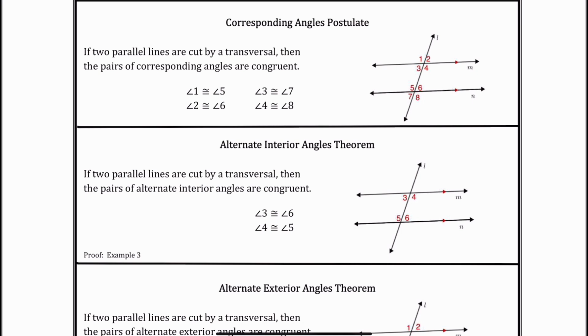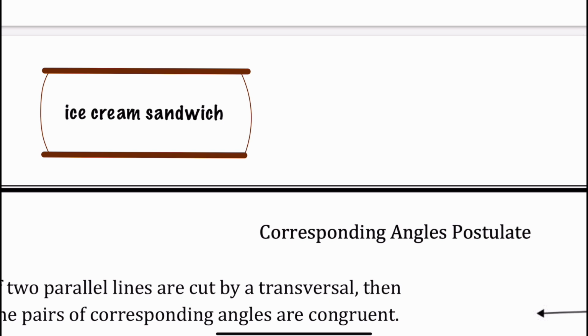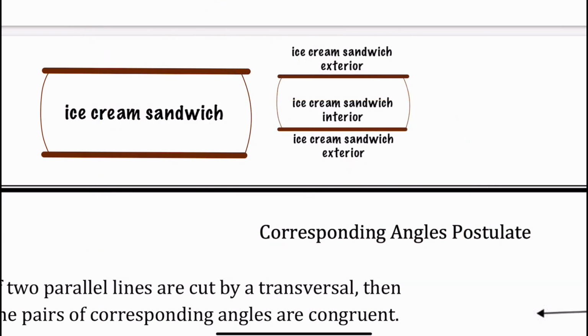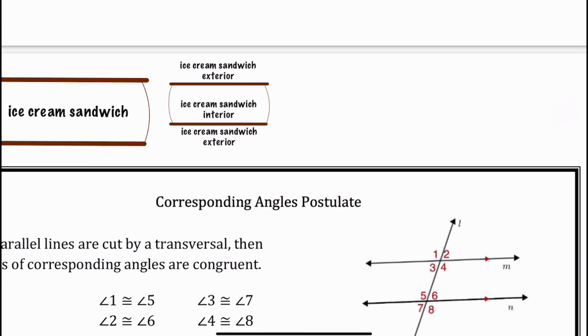Okay, so let's look at the alternate interior angles theorem. I like to think of these as kind of like an ice cream sandwich. If you cut the ice cream sandwich, that's going to be your transversal. The inside of the ice cream sandwich is the interior. Everything on the outside of the ice cream sandwich is the exterior. Now let's pretend that we were going to cut one of these with a knife, make a cut through it.